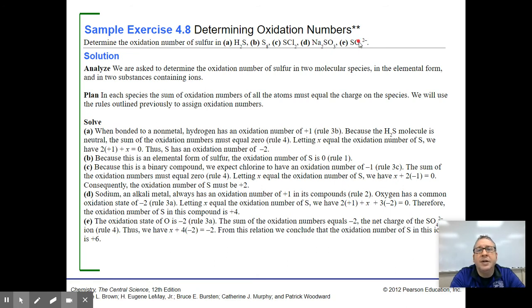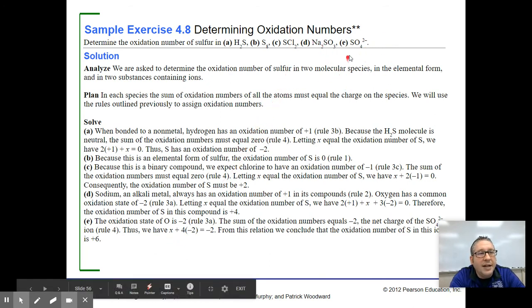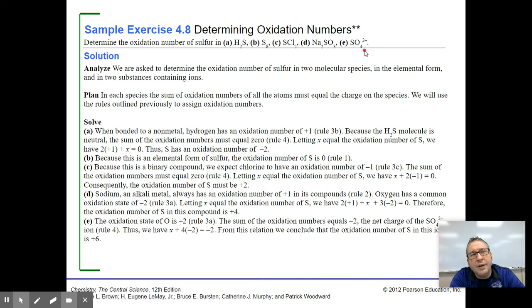Now we're getting into a situation where we actually have a charge on this compound, which is essentially a polyatomic ion. So again, we set it equal to X plus 4 times -2, and we set it equal to -2, because when we have a charge on the object or substance, we have to set it equal to that charge. Then we solve for X, and we find that S has actually got a +6.